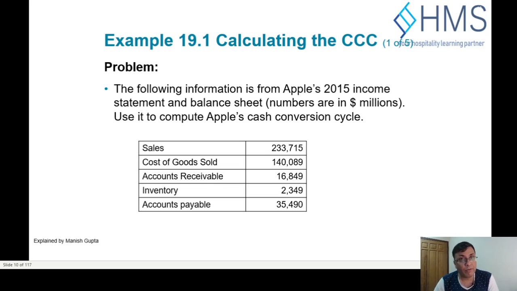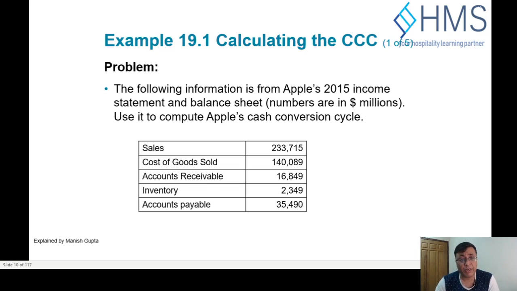So their sales were $233 million. Cost of goods sold was $140 million. Accounts receivable was $16 million. Inventory was $2 million. Accounts payable was $35 million. So our task is to calculate the cash conversion cycle for Apple.